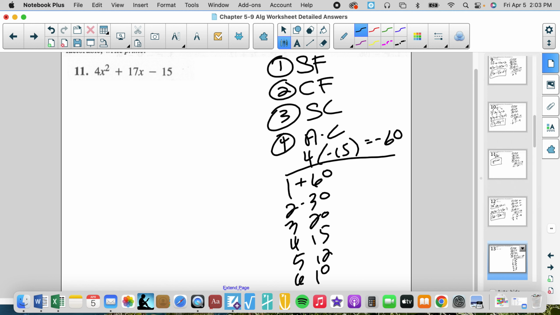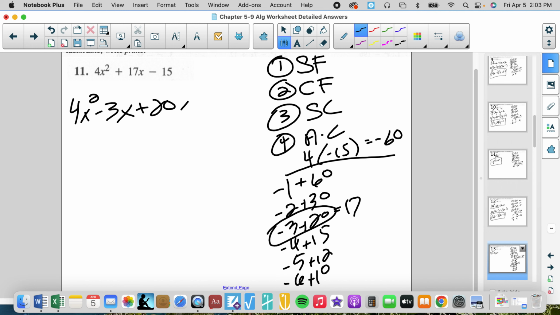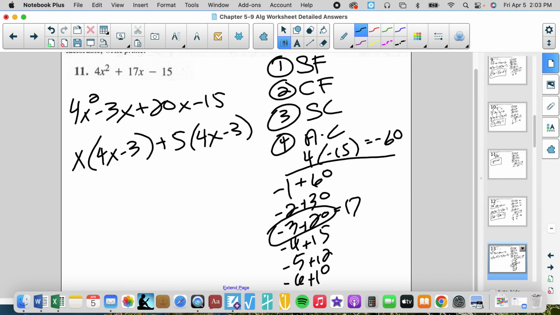Bigger is positive, so let's go down this right column because all of my numbers on the right column are going to be bigger than the numbers on the left-hand column. We need it to equal +17. That's this pair. So we're going to have 4x squared minus 3x plus 20x minus 15. X times the quantity 4x minus 3 plus 5 times the quantity 4x minus 3. And that's going to give us 4x minus 3, x plus 5.